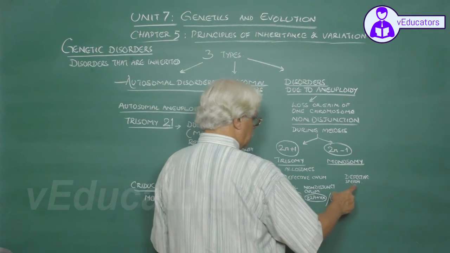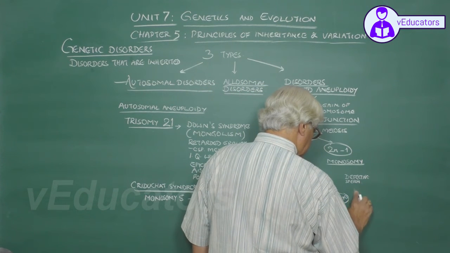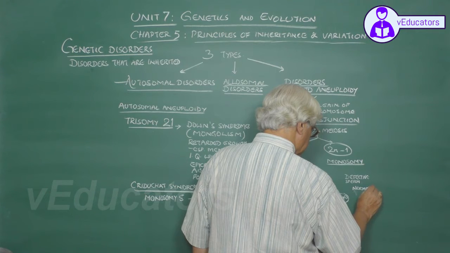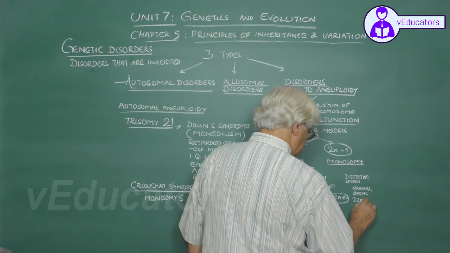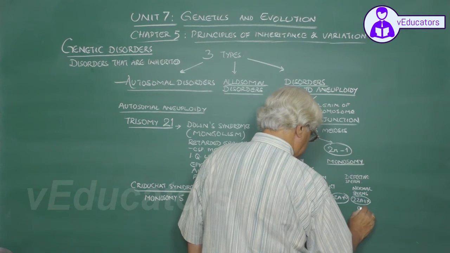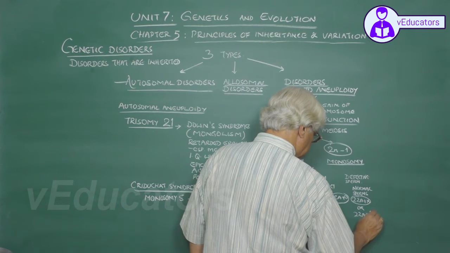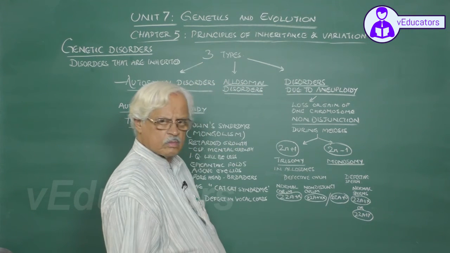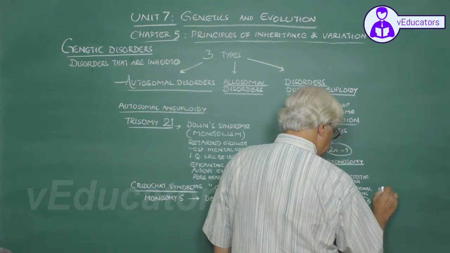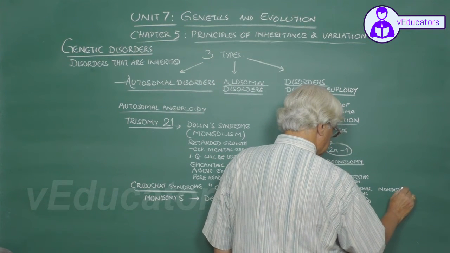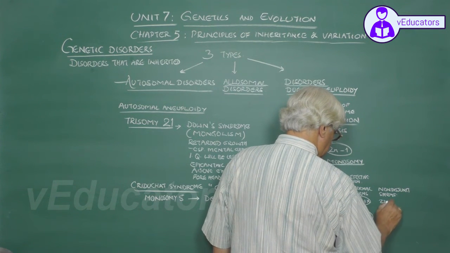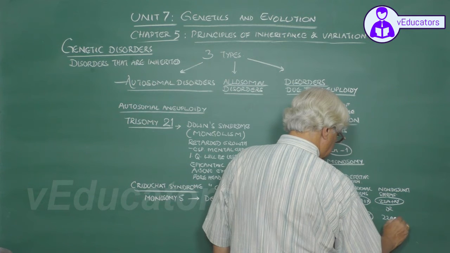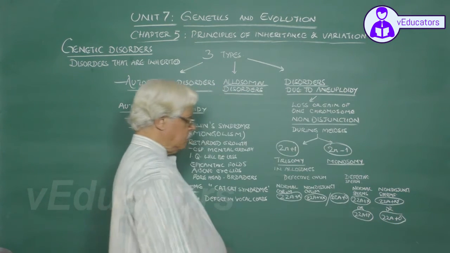Similarly, in the case of males, normal sperms will be 22A plus X or 22A plus Y. Non-disjunct sperms can be 22A plus XY or 22A plus O. These are the various possibilities.